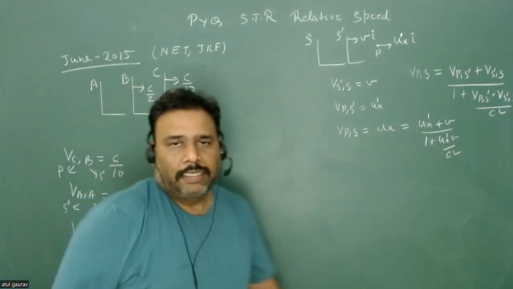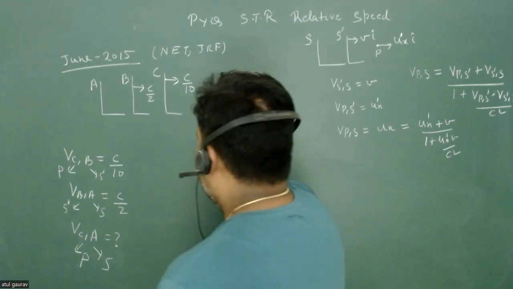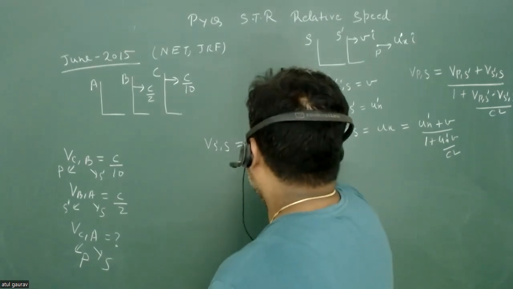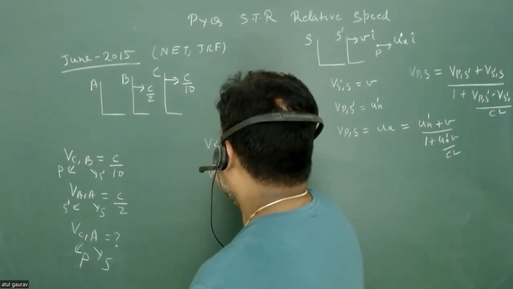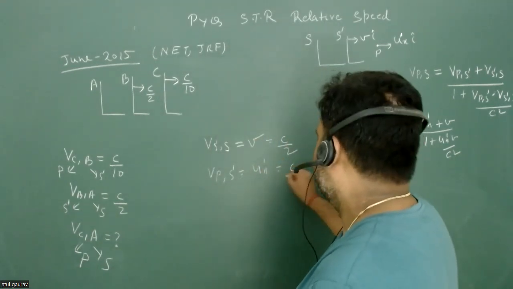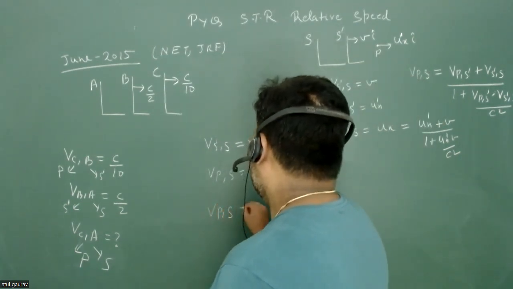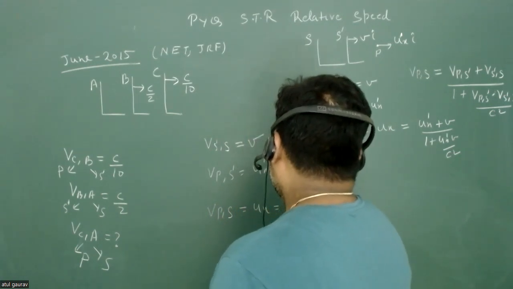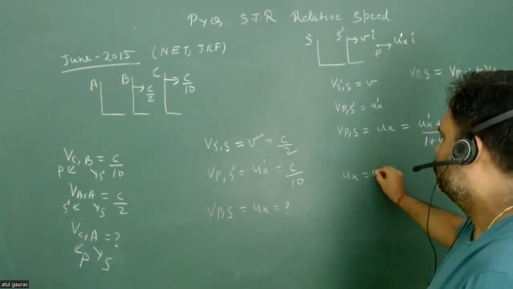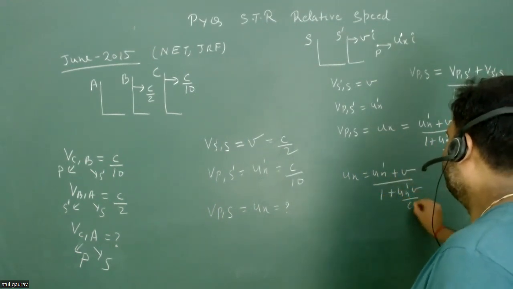So we can easily write each and everything in our form. First we write velocity of S dash with respect to S, and in our notation this is v, and this value is c by 2. Then velocity of particle with respect to S dash is ux dash, and in this problem this will be c by 10, and we have to calculate velocity of particle with respect to S, that is your ux. Then again we use ux is equal to (ux dash plus v) upon (1 plus ux dash v upon c square).